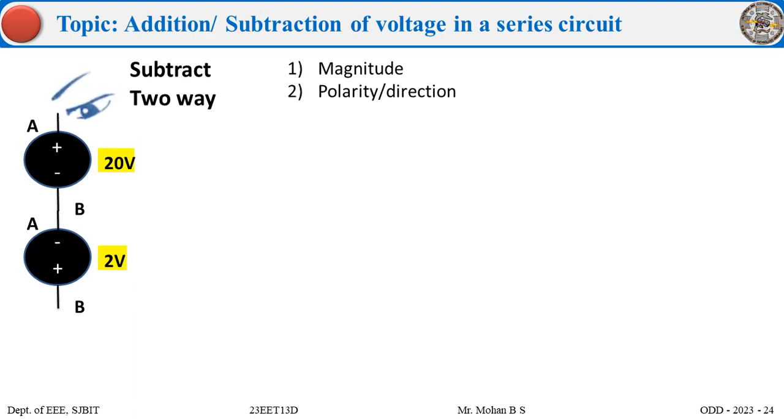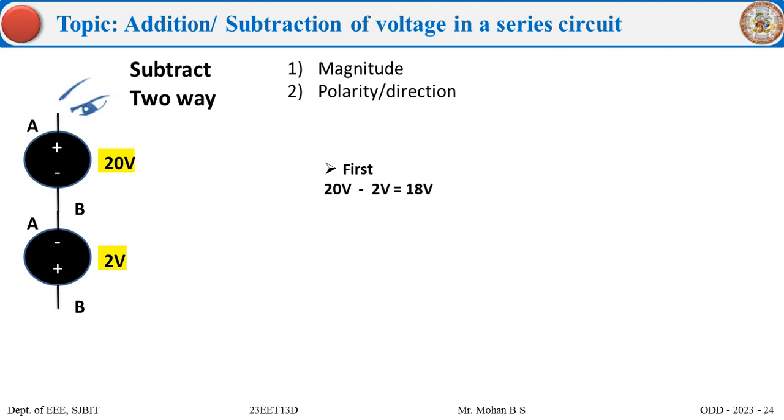As I see from the top, what do I observe? From the top, I have positive followed by negative for 20 volts, and for 2 volts I have negative followed by positive. So the polarities are not alternating. I repeat, I have plus minus for 20 and minus plus for 2 volts. As the polarities are not alternating, we must subtract. And for subtraction, there are two ways.